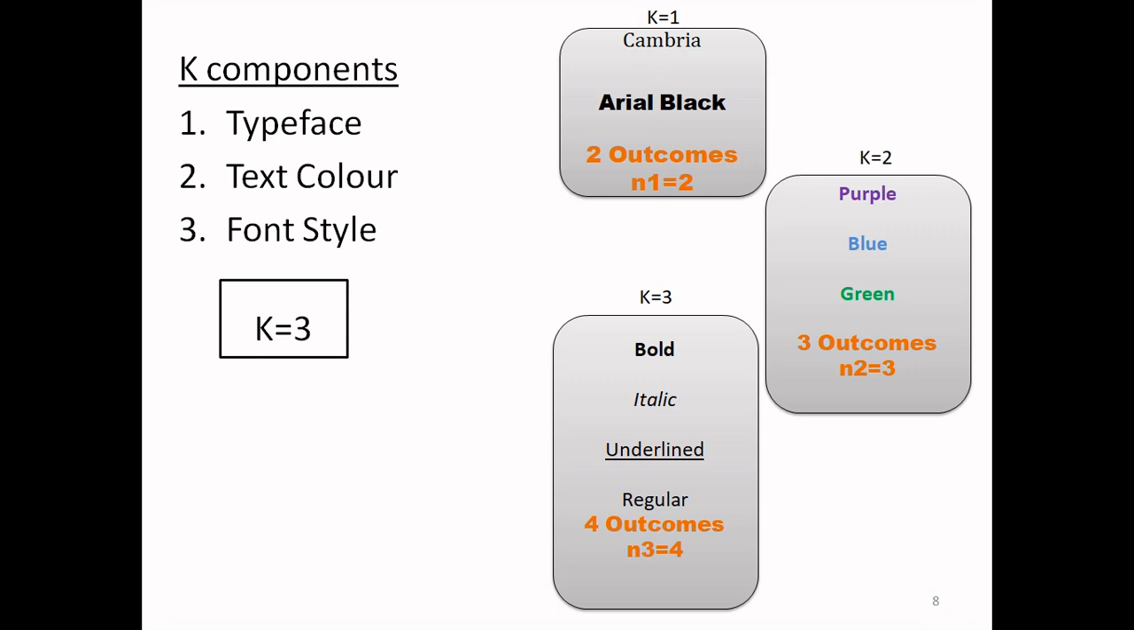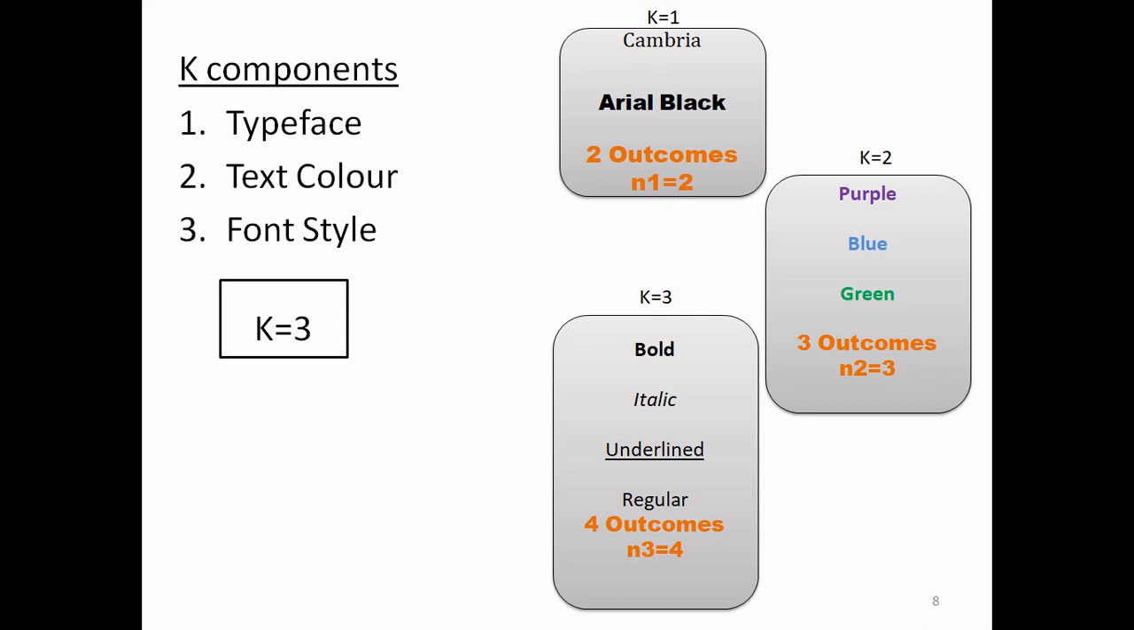Here we have defined k components. Well, in our case, basically we had 3 components. Number 1 was typeface, second was text color, and the third was font style. So total such components in our example is basically 3. K is equal to 3.